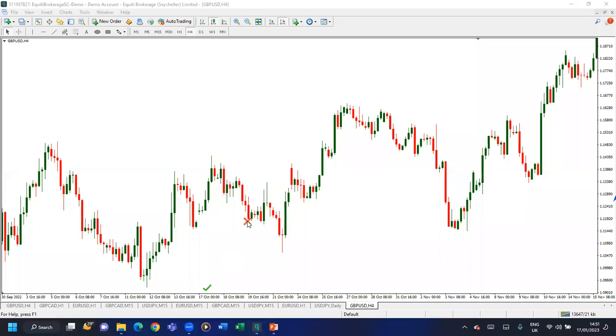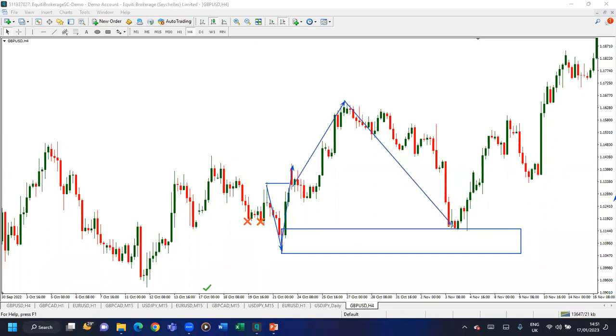I have equal lows here. Stop hunt. What is the structure here? So break of market structure. We have an order block here. So the break of structure, return to order block, confirms a buy entry.